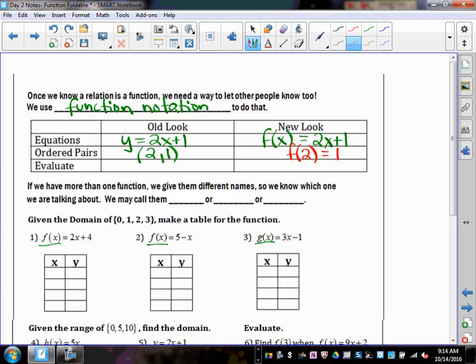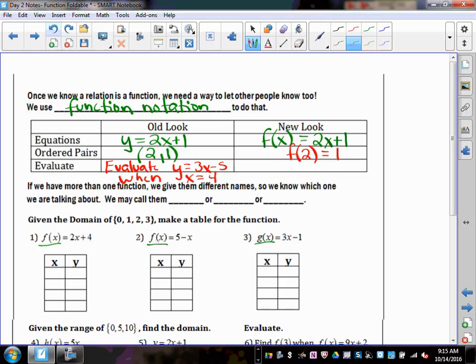Right? So then the old look for evaluate is it would have said something like this, and you're going to want to write small. Evaluate y equals, I don't know, 3x minus 5 when x equals 4, right? So this would have been your instructions before. Evaluate when x equals 4. Evaluate my function when x equals 4.